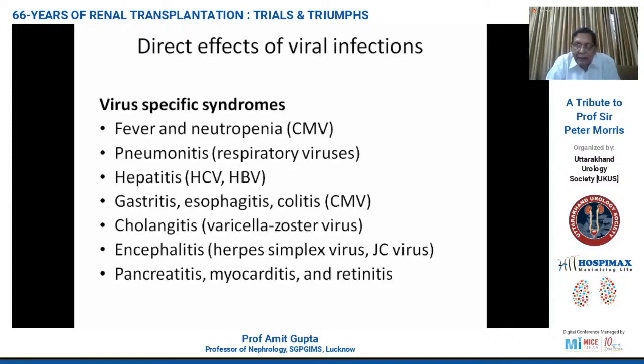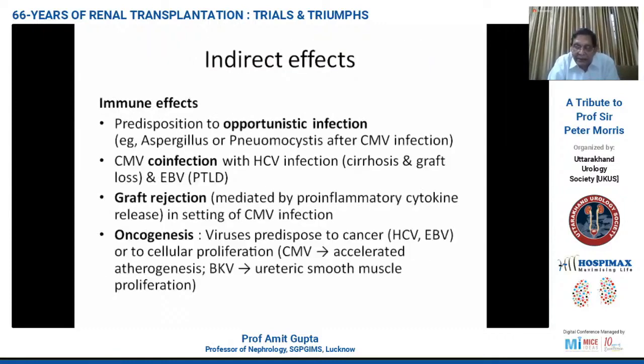I'll talk about the viral infections because these are again increasing in numbers. So you have different types of viruses. CMV, for example, can present with fever and neutropenia. Hepatitis can be caused by hepatitis C and hepatitis B infection. CMV infection can also lead to gastritis, esophagitis, and colitis. Varicella zoster can lead to cholangitis, and you can have herpes simplex causing encephalitis, etc.